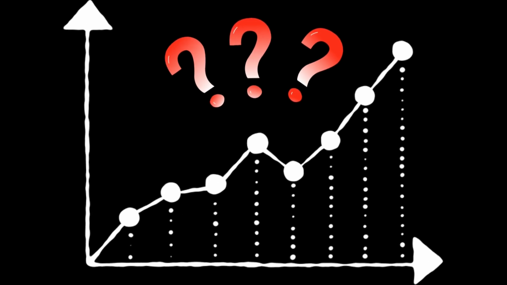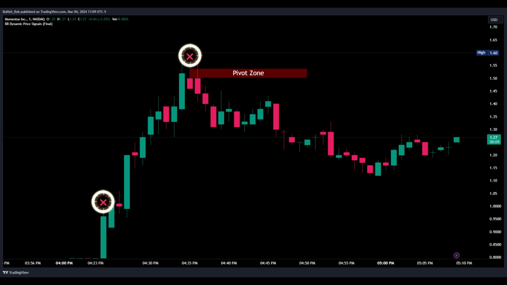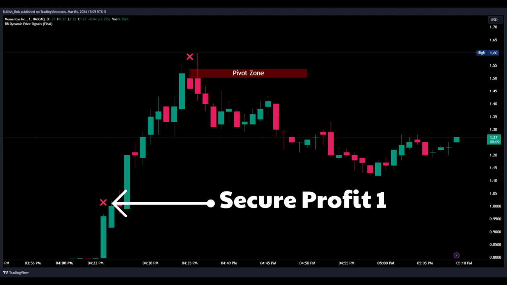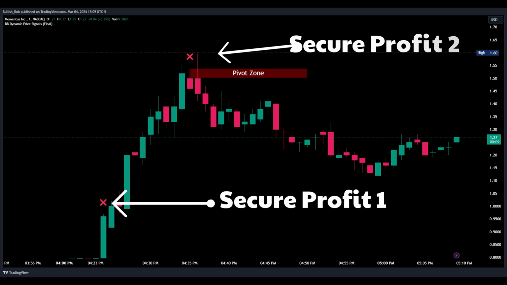Now, what if I get in before the first red X has plotted? Great question. This strategy looks to secure profit when those red X's appear. If we enter the position before the first red X, then it is a good idea to secure profit into both the first and second red X.